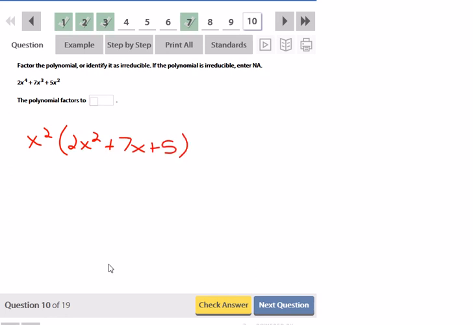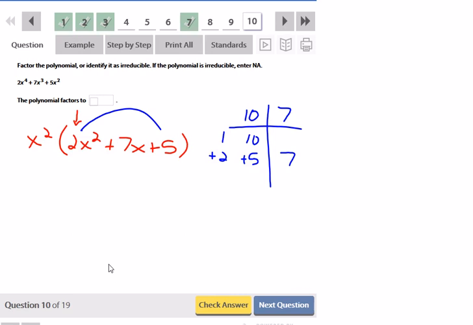So the question is, if I can factor this further, it would be because 2 times 5, which is 10, and the middle is 7. So I'd have to come up with two numbers that multiply to give me 10 and add up to 7. And that can happen with a positive 2 and a positive 5. Now, because the lead in here is not 1, it's 2, that means that I'm going to have to either split the middle term and group or use the shortcut.